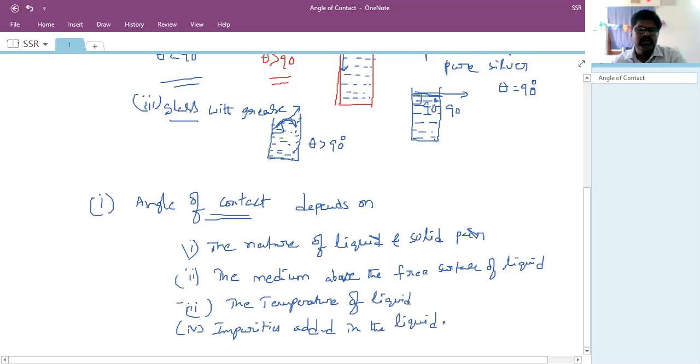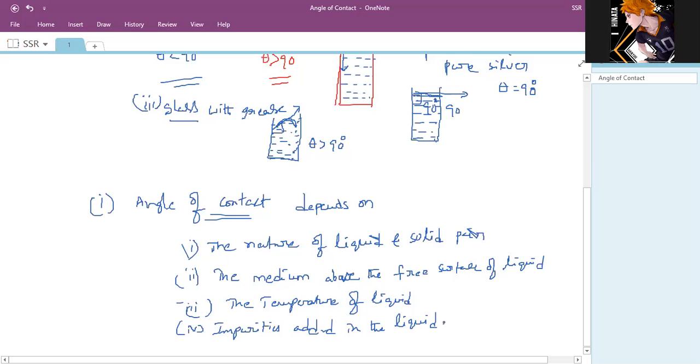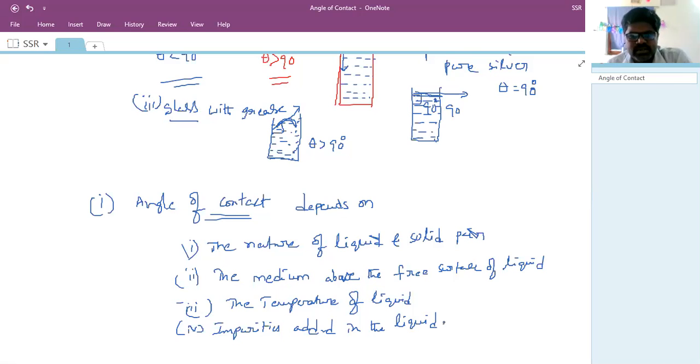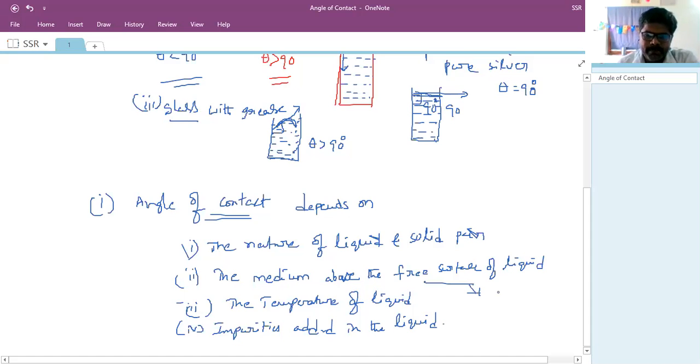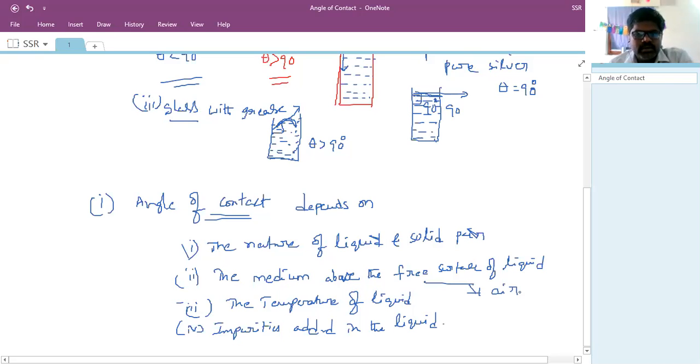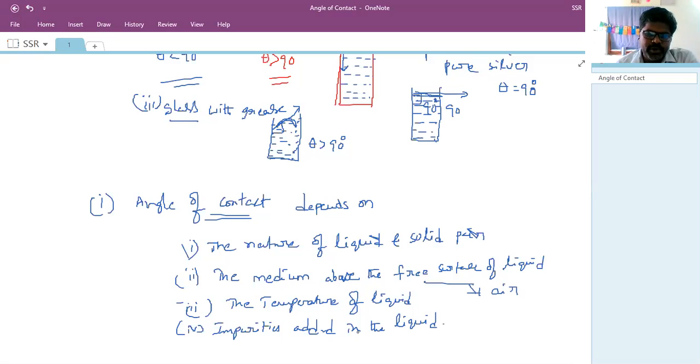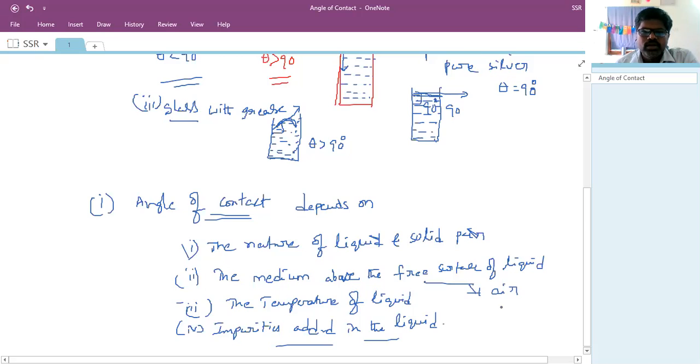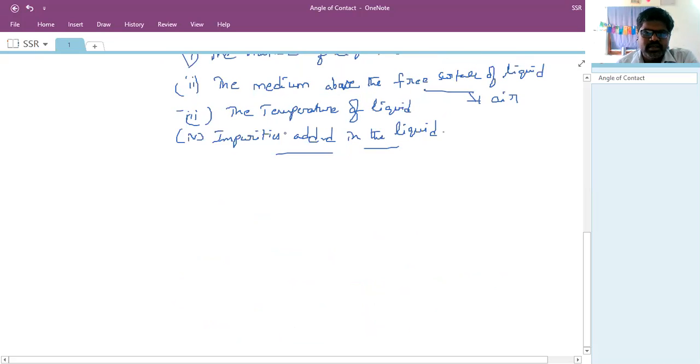Are you clear on this? The angle of contact depends on the nature of the pair of liquid and solid, and the medium above the free surface of the liquid. Normally the medium above the free surface is air. Other than air, the angle of contact will definitely change. Then the temperature of the liquid and impurities added in the liquid.